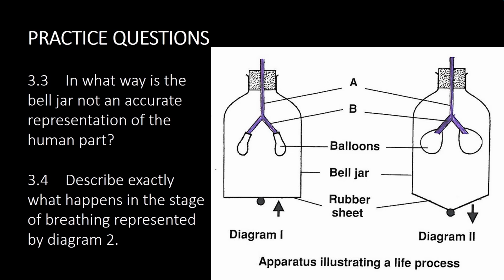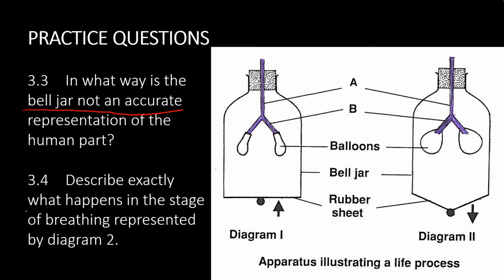Then you can also be asked, how is the bell jar not accurate in showing what happens in your rib cage? And that, of course, is the bell jar cannot move, whereas in your body, the rib cage does move.